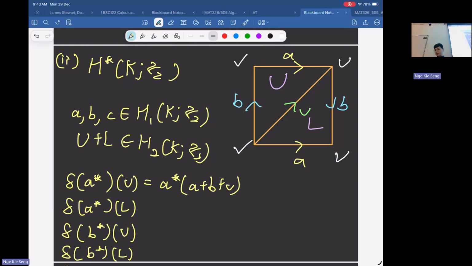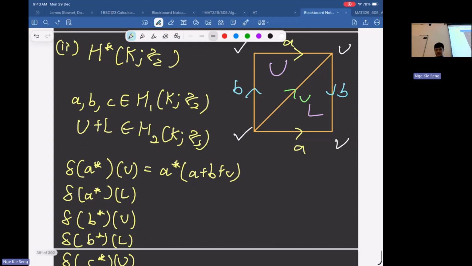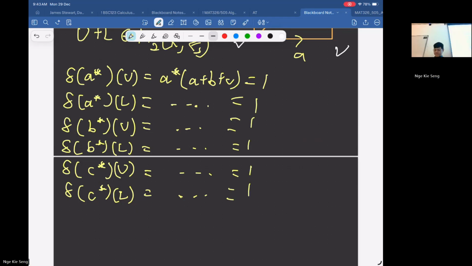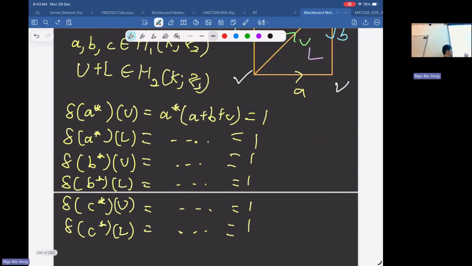In this case, A dual only takes the value one at A, and the others are zero. This is the meaning of dual. So you get one here. Similarly, if you compute all of these, you can imagine what the solution is. The solutions are actually all one, because the boundaries of U and L are the same, A B C, and each dual only takes value one at one of them.